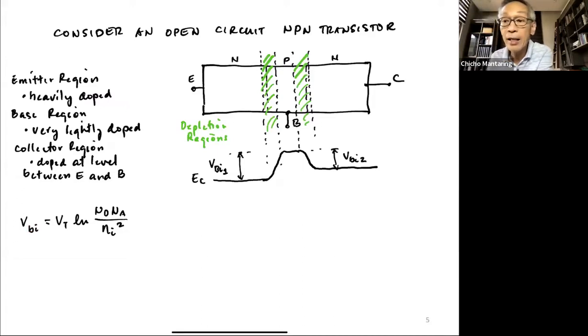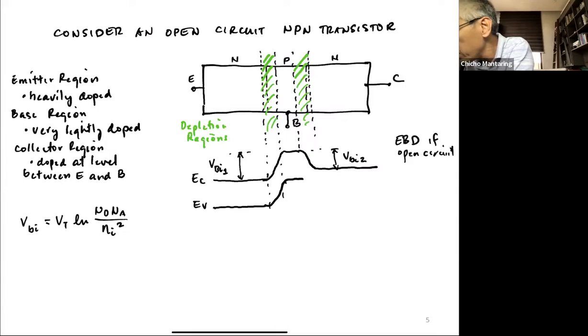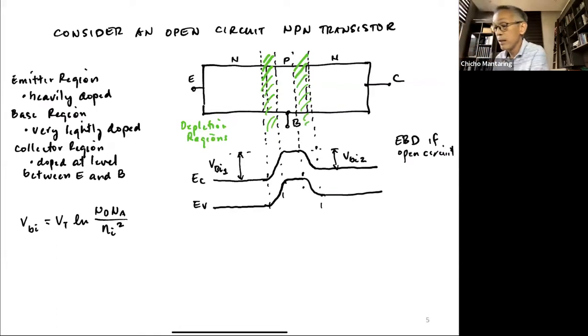So this is the energy band diagram. This is the EBD if open circuit. Okay, if I take a look at EV, ang EV susunod lang dito sa EC. So EV is the top of the valence band. It's just going to follow EC.